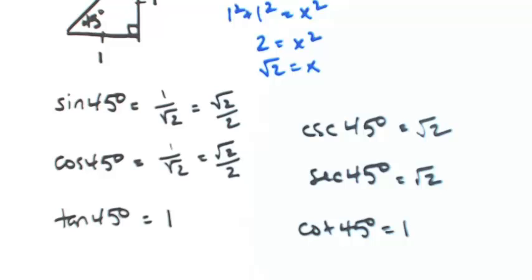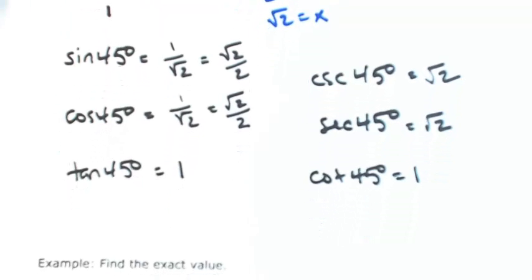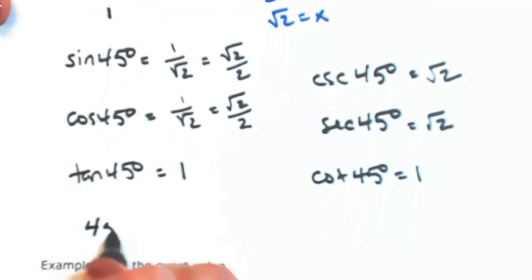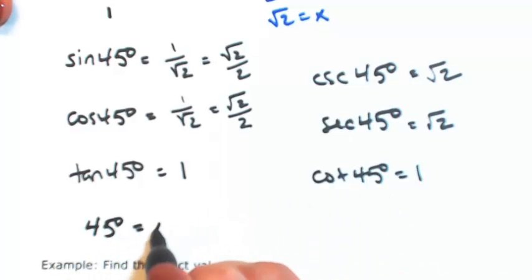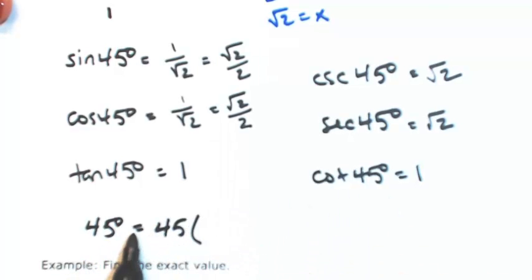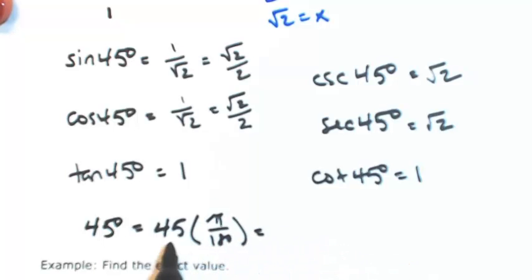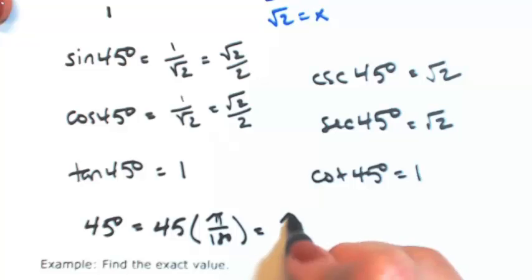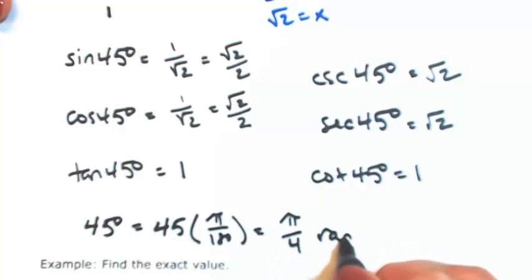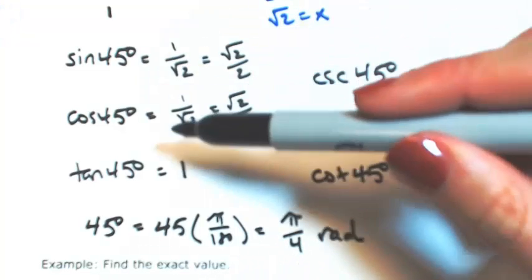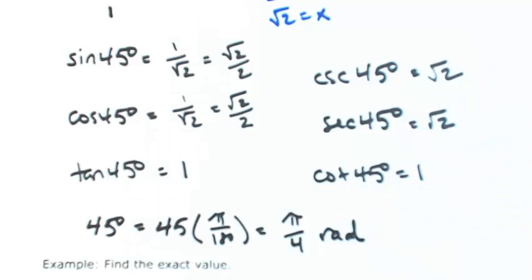I did this for 45 degrees, but keep in mind that this could have been done in radians. If I want to convert 45 degrees into radians, I would multiply 45 by 1 degree, which is pi over 180. 45 into 180 is 4, so this is the same thing as pi over 4 radians. So you can replace all these 45 degrees with pi over 4.